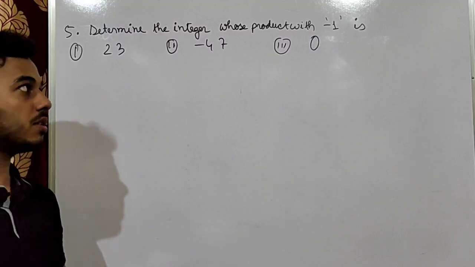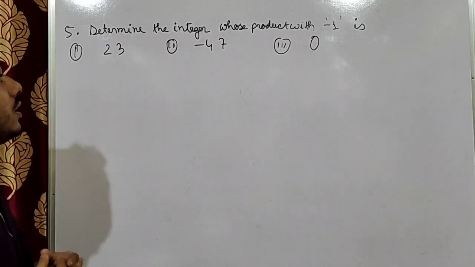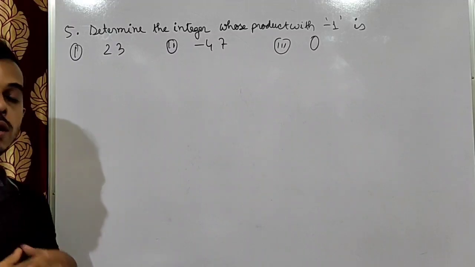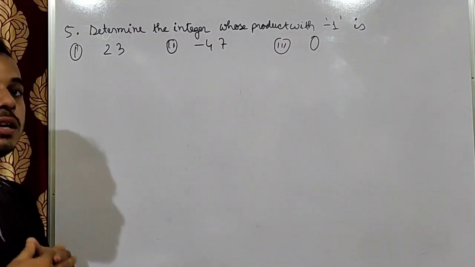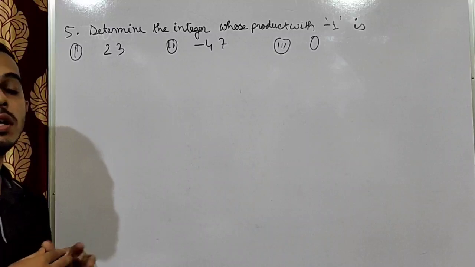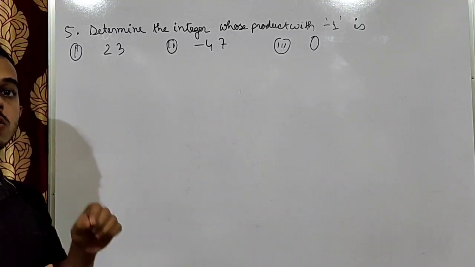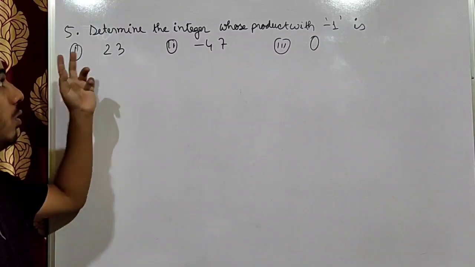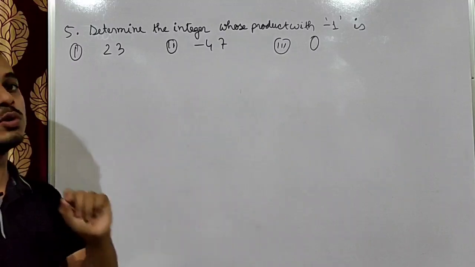Okay, so our next question is determine the integer whose product with -1 is 23, minus 47, 0. So here the question is a bit different type of question. Here we have to find a particular integer, a specific integer whose product with -1 will give the results 23, then minus 47 and 0. So how will you find?